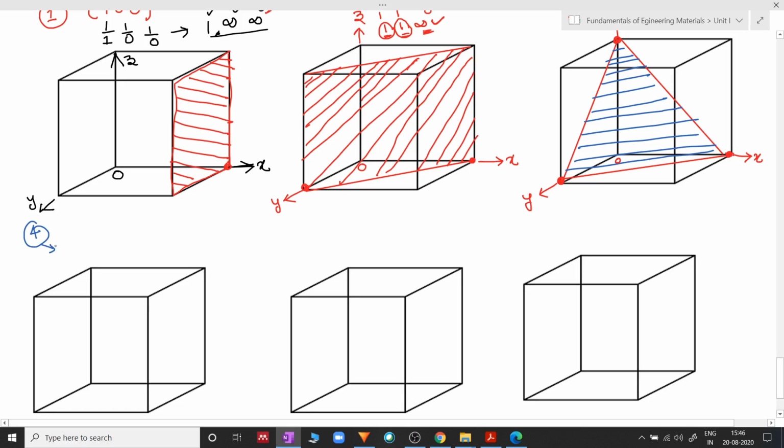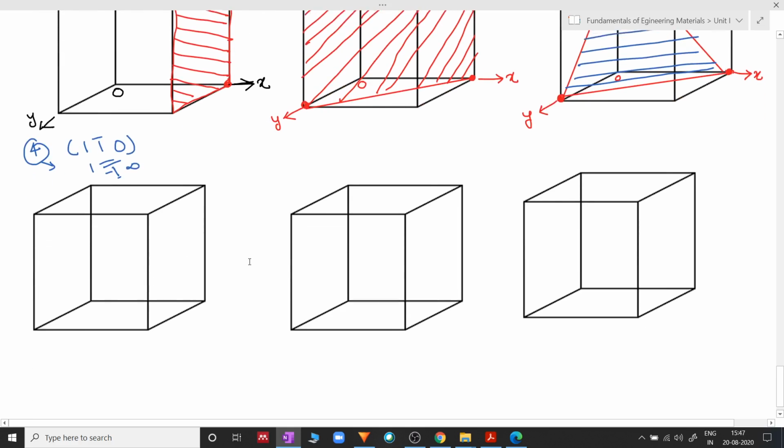Here, fourth example. Let us say we will draw the 1 bar 0 0 plane. How to represent this 1 bar 0 0 plane? Now here the intercepts are 1, -1 and infinite. Okay, 1, -1 and infinite. Now -1, this is the y value, negative y value is there. So it means I require negative y axis. Okay, so we can draw like this.